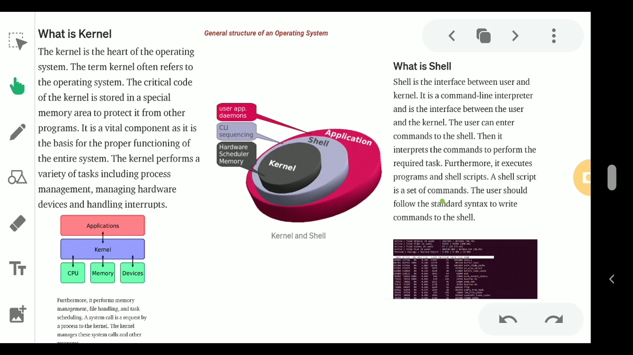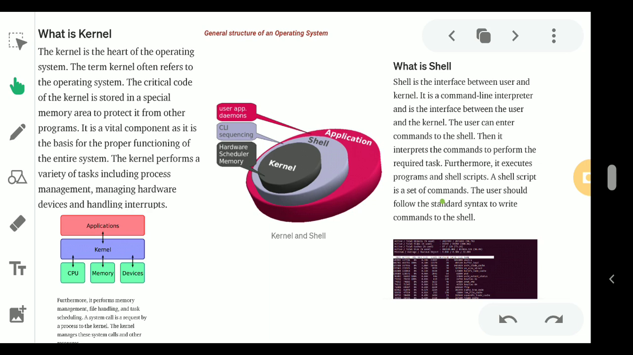Okay, so these are actually the functions of a kernel. Now we are coming to the next one, which is the shell. The shell is the layer next to the kernel. It usually serves as the user interface through which the user interacts with the operating system and acts as a command interpreter. So what is a command interpreter over here?